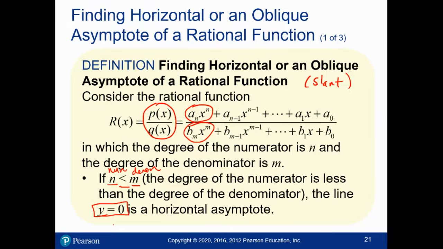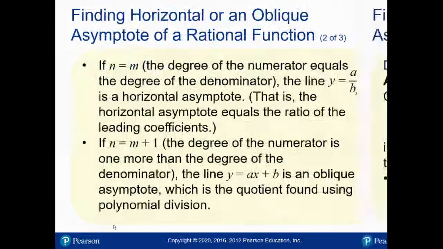It's fairly straightforward. If the power on top is smaller than the power on the bottom, and when I say the power, I mean the largest power. The largest power on top is smaller than the largest power on bottom. Horizontal line, y equals 0, there's your horizontal asymptote.